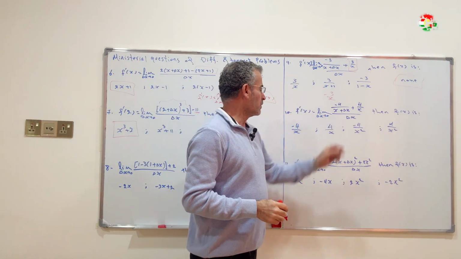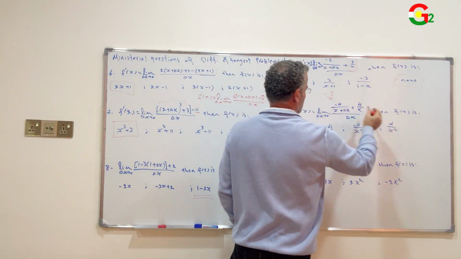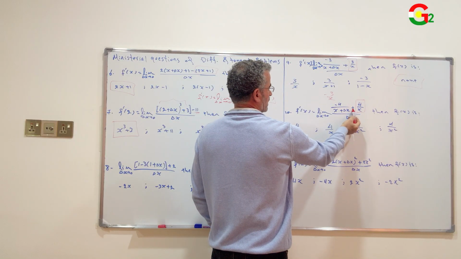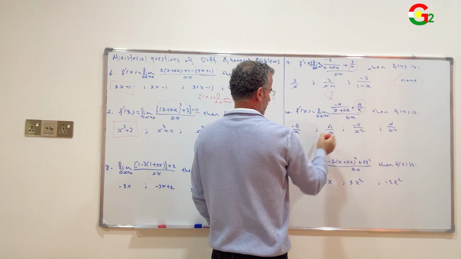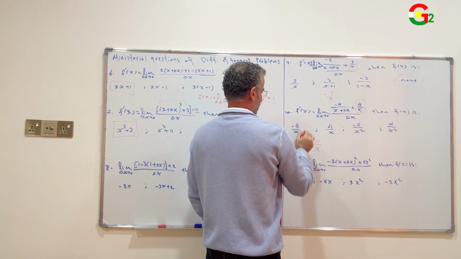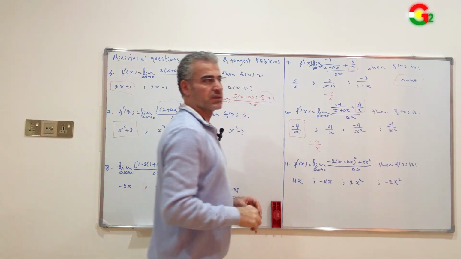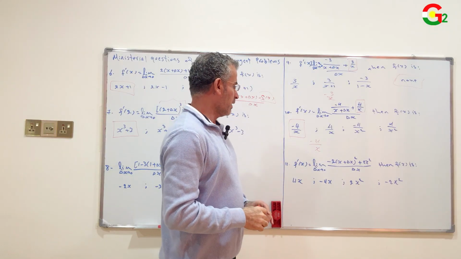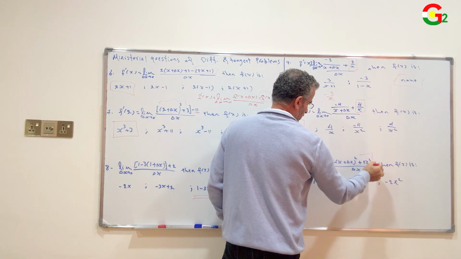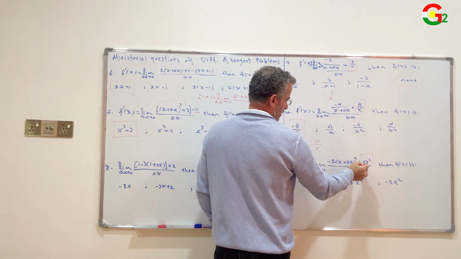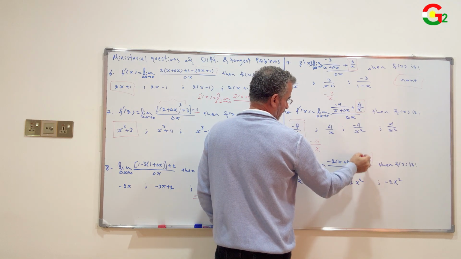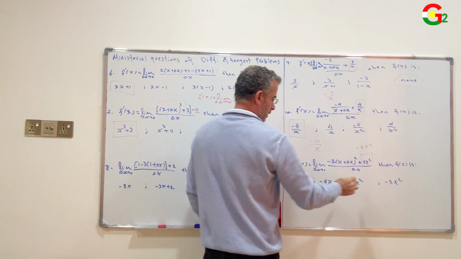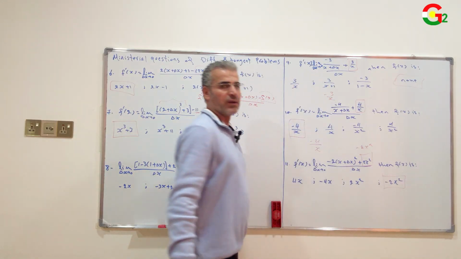F prime of x equals this limit, then f of x is this term, but the sign here should be negative. Since it is positive, then the function is negative 4 over x. The right choice is A. F prime of x equals this limit, then f of x is this term, but this sign should be negative, then the function is negative 2x power 2. The right choice is D.